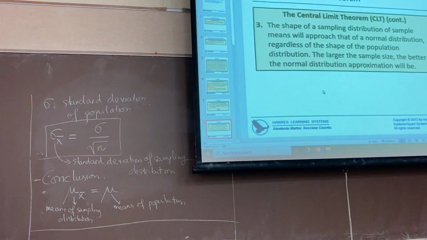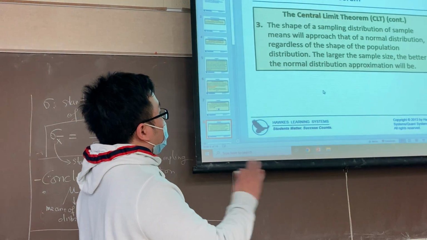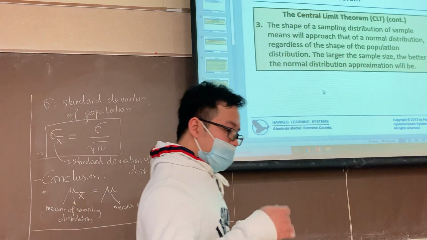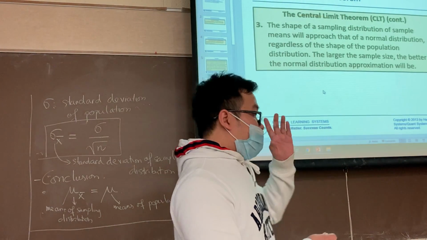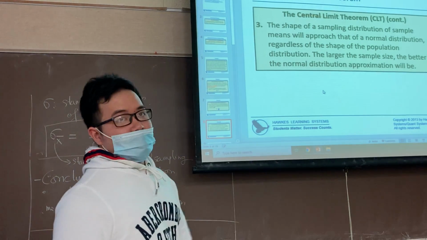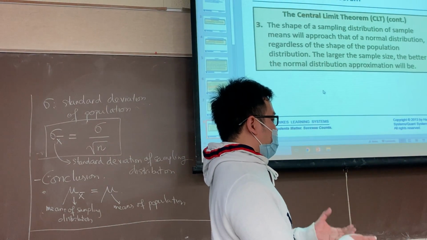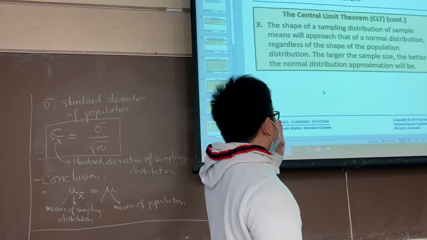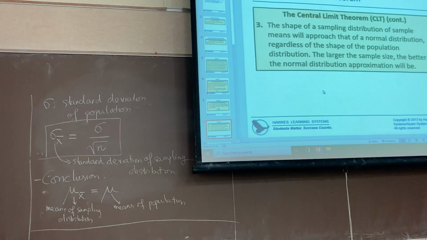And the third statement talks about the shape of the sampling distribution. The shape of the sampling distribution will approach the normal distribution, regardless of the shape of the population. Maybe the population is skewed to the right, skewed to the left, something like this. But the sampling distribution will approach the normal distribution. When we choose a larger sample size, for example 1,000, 10,000, 1 million, the better the normal distribution approximation will be. That is the statement of the central limit theorem.